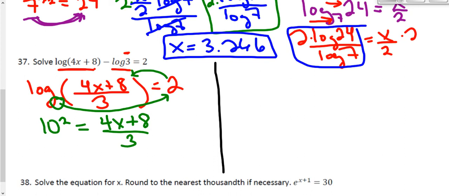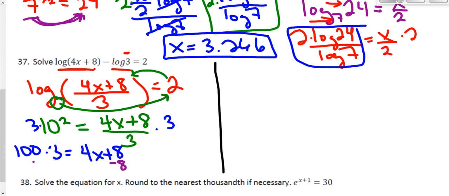In this equation, 10 squared is 100. I would have to multiply both sides by 3, so 300 is 4x plus 8. I would have to subtract 8. So 292 is 4x, and then divide both sides by 4. So 292 divided by 4 gives me 73.